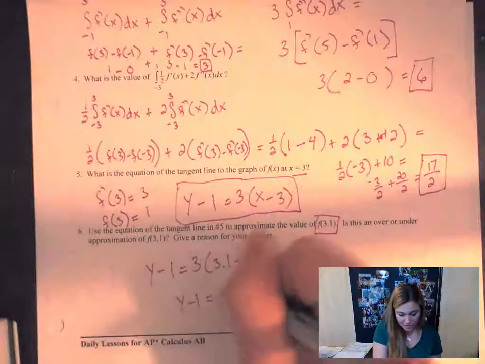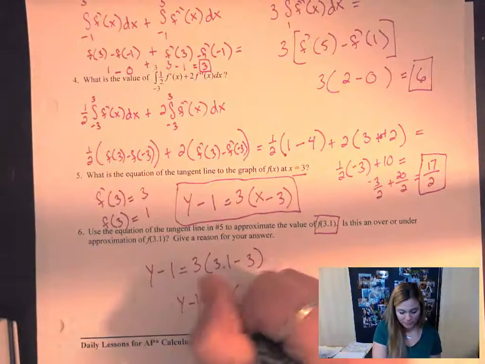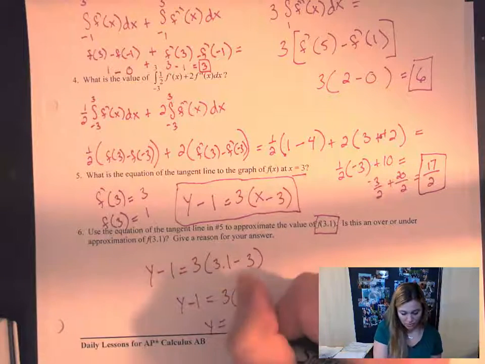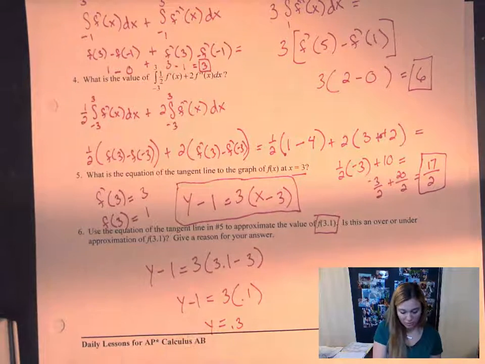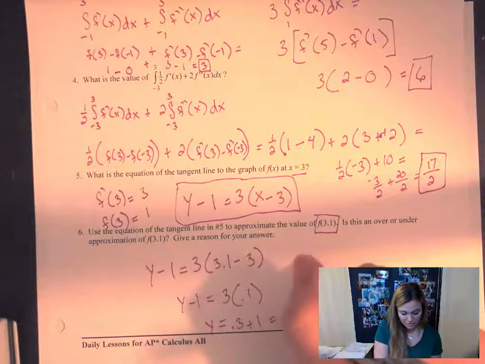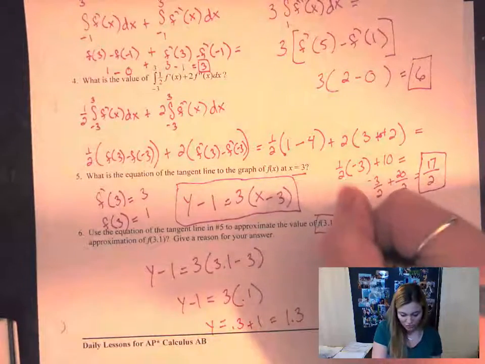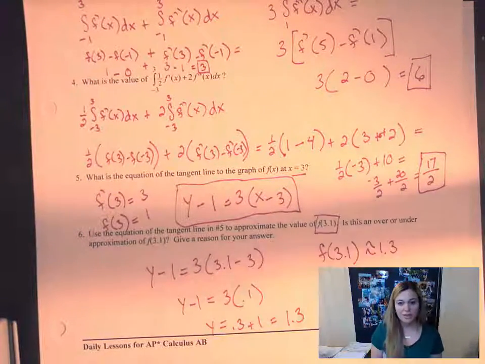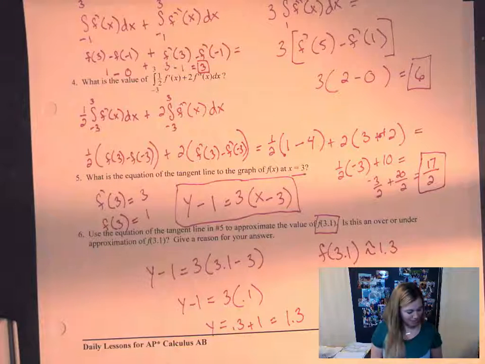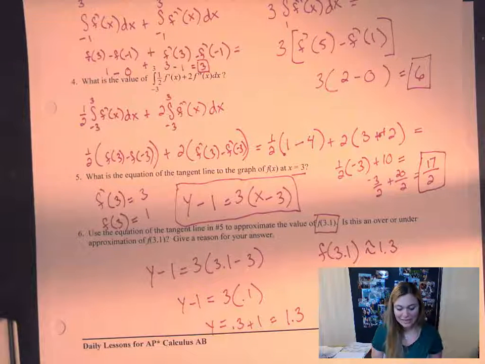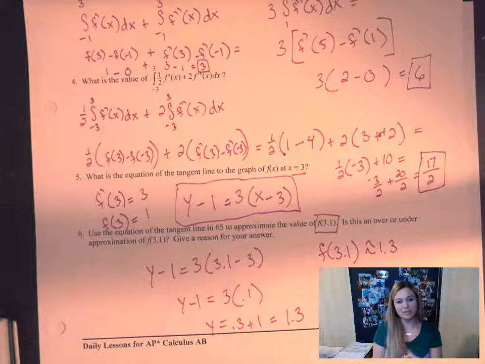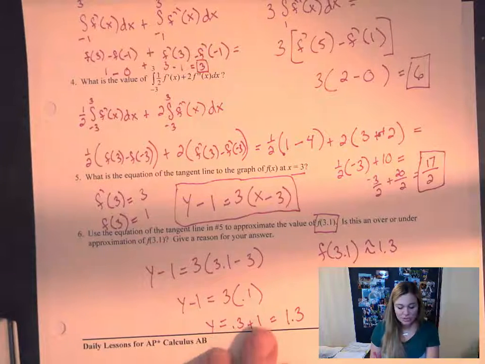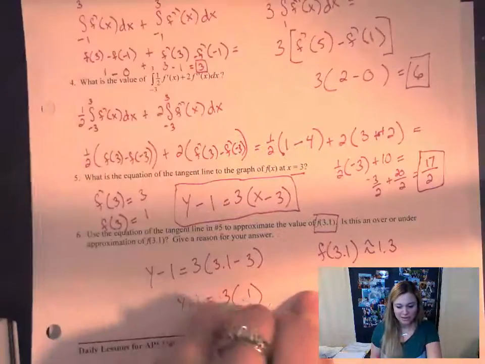Simplify, so I've got 3.1 minus 3 is just 0.1. Oops. This would be 0.3, and then I would have plus 1, which is 1.3. So f of 3.1 is approximately 1.3. Okay, this next question is pretty important though, because this one's asking, is this an over or under approximation? And I feel like this is like putting our hands together with lots of things that I've learned so far, that you've learned. So at x equals 3, let's think about what this graph looks like.